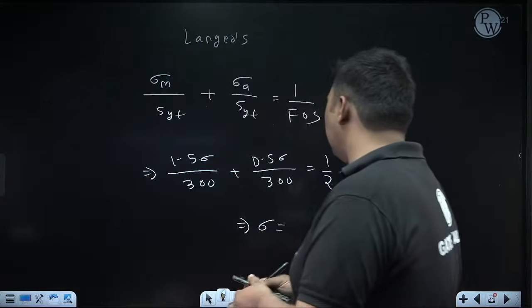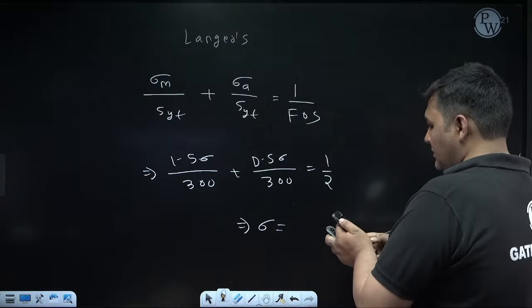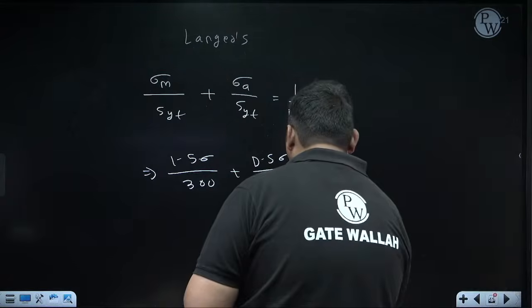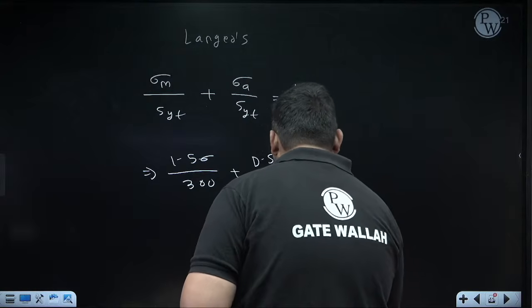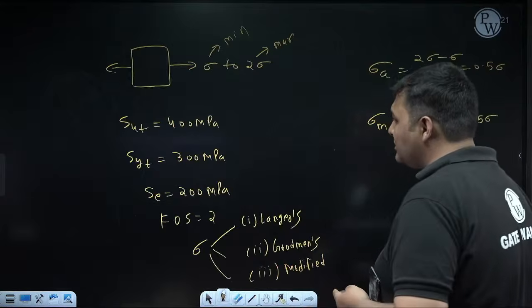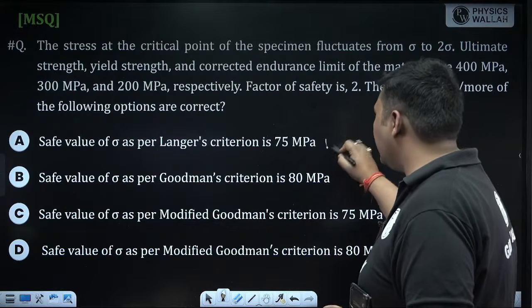As per this, it is coming 300 by 2. It is coming 75 megapascal. So as per Langer's criteria, can I say safe value of sigma is 75? So option A is correct.